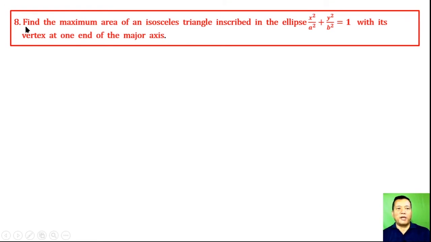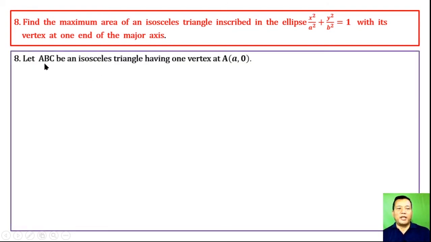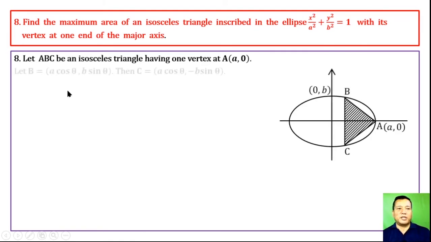For question number 8, find the maximum area of an isosceles triangle inscribed in the ellipse x squared by a squared plus y squared by b squared equal to 1, with its vertex at one end of the major axis. Let ABC be an isosceles triangle having one vertex at A(a, 0), as in this picture.